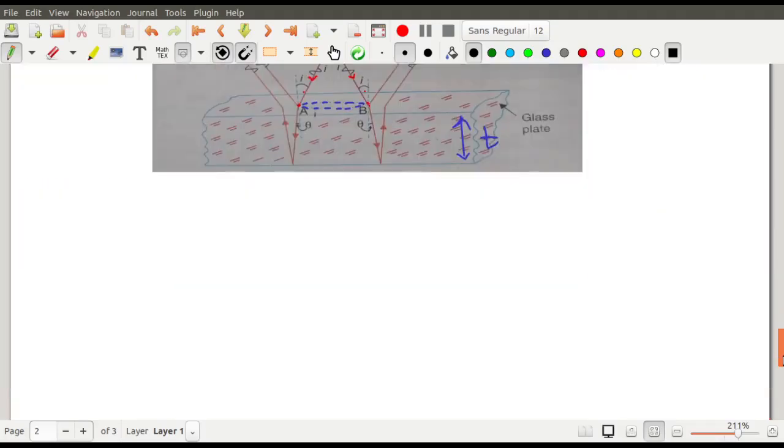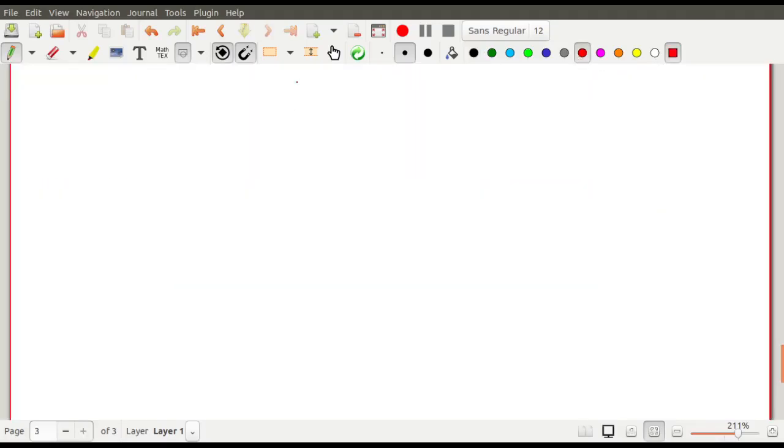Okay. Now the next one is another, which is called fringes of equal thickness. This is called fringes of equal thickness.